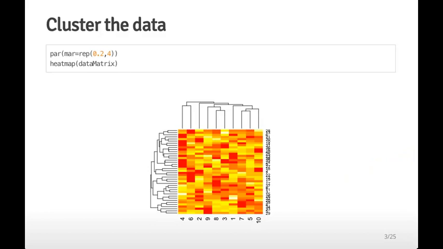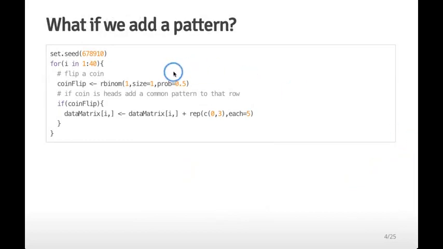What we can do then is add in a particular pattern that affects some of the rows of this data set. The way that we do that is we run through all 40 rows of the data set, and for each row we flip a coin. We do that by generating one binomial random variable with an equal probability of being equal to 0 or 1. If the coin flip is equal to 1, we add to that row of the data matrix a particular pattern, such that to the first 5 variables we add 0, and to the last 5 variables we add 3. So for some of the rows of this matrix, there's a particular pattern that looks like 0 for the first 5 elements and 3 for the last 5 elements.